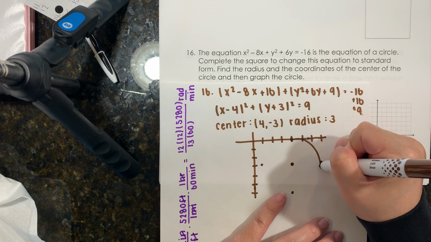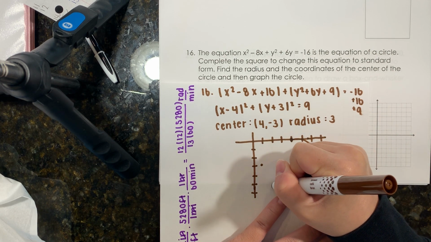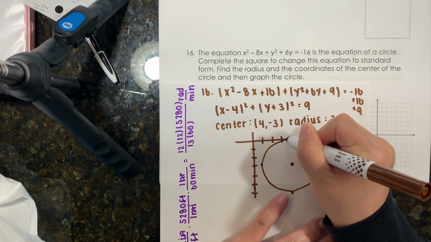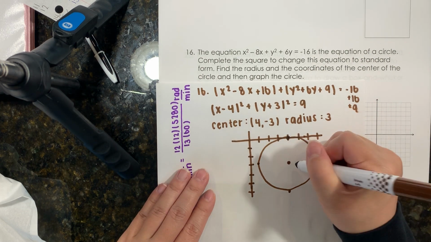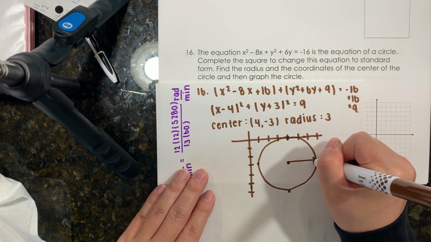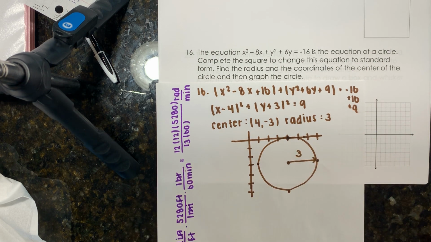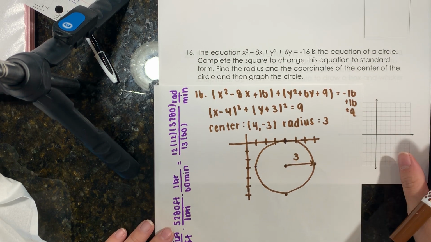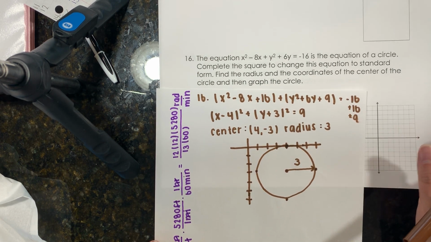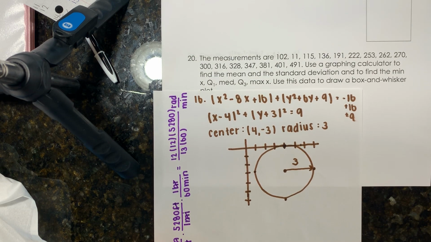And then you're going to connect the dots. And that's your radius, which is 3. And that's your result for number 16. So completing the square, then graphing the circle.